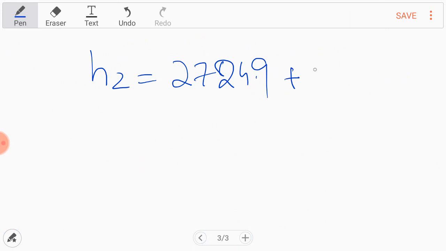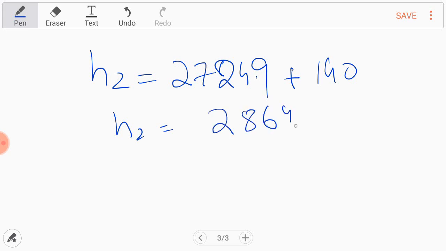So it is 140. 3.5 becomes 140, so we can get the value of 2724.9. So we get the value of 2864.9 kilojoules per kg.